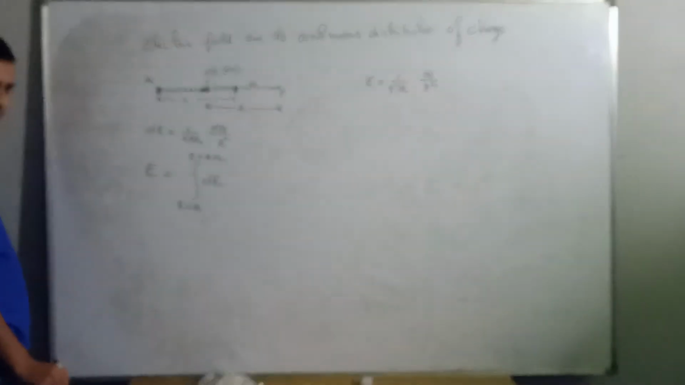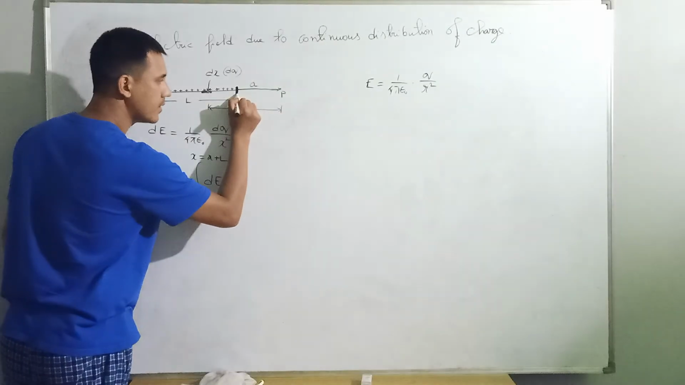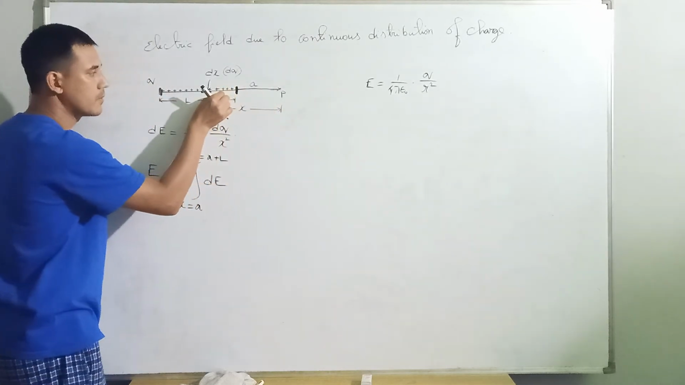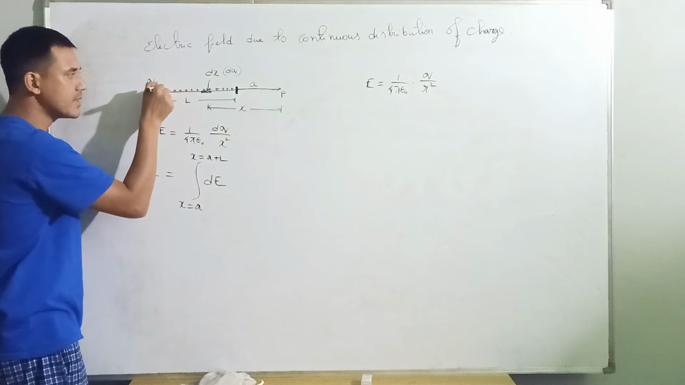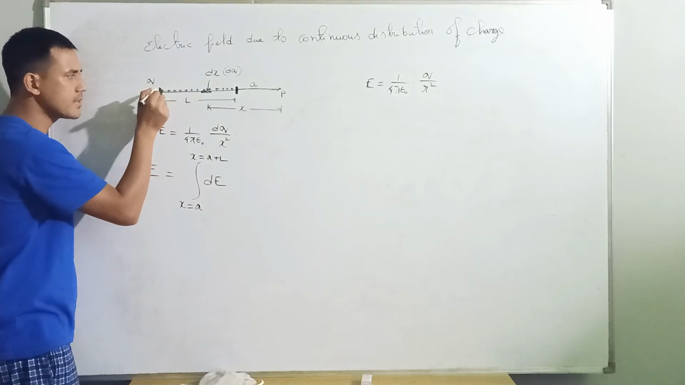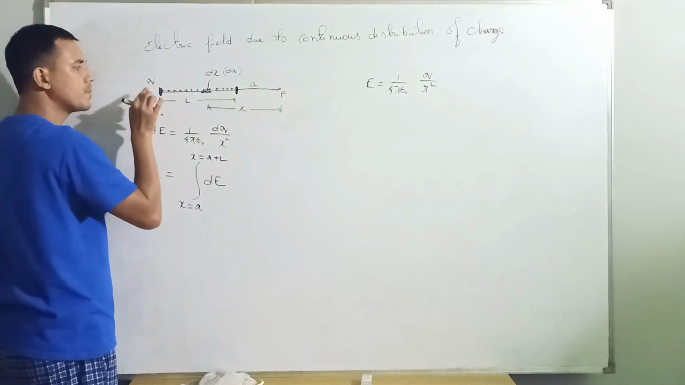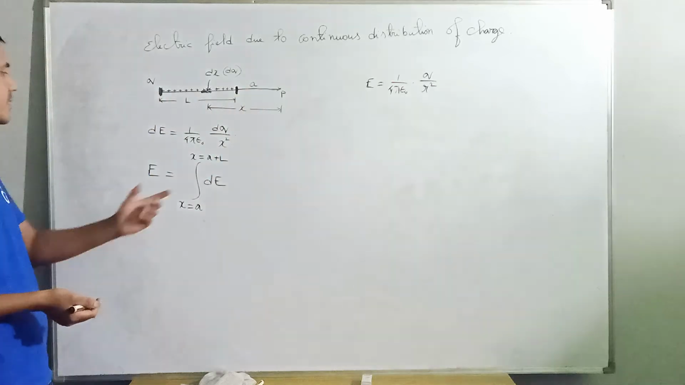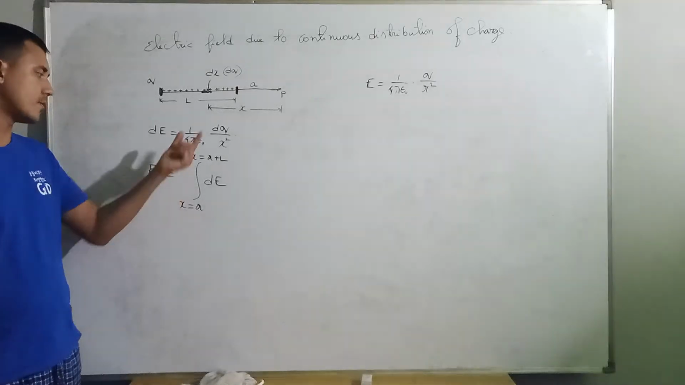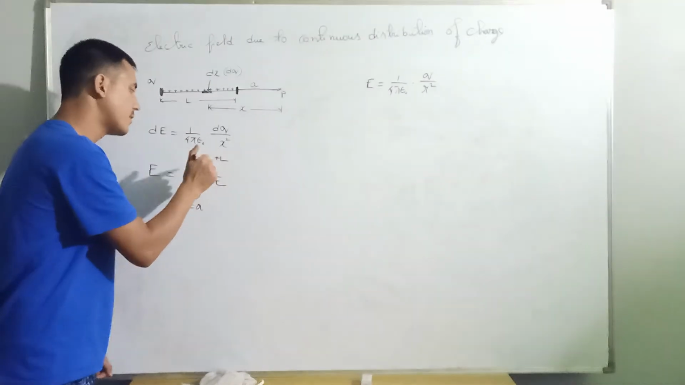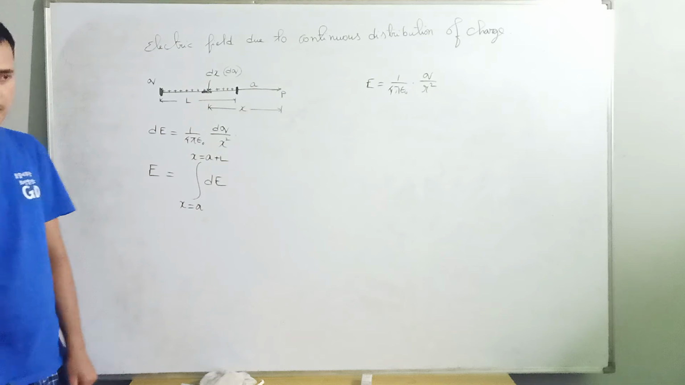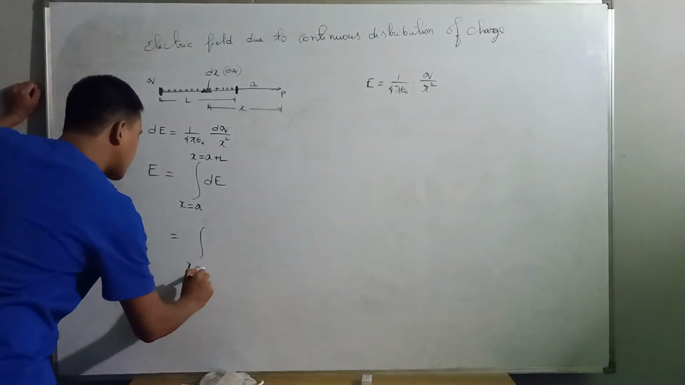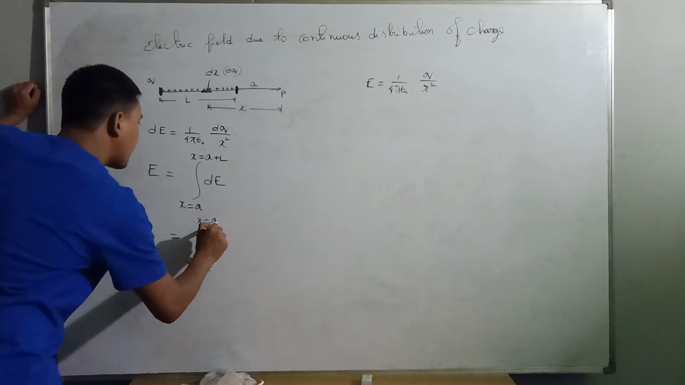When the element is here, the distance of P from that element is A. They are small elements, and the last element is here. When you are considering this element, the distance of P from it is L plus A. So we'll integrate this dE from x equal to A to x equal to A plus L. Are you getting me?